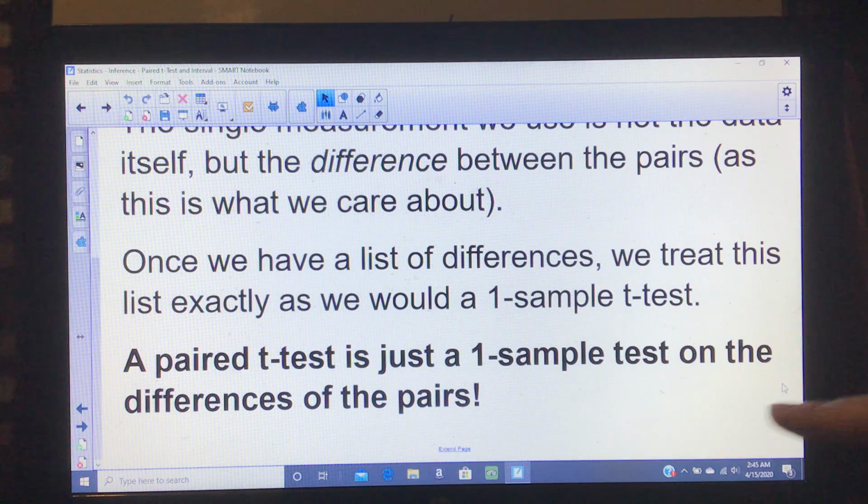So the bold here sort of sums up what we got. What is a paired t-test or a paired t-interval? It's just a one sample test or interval on that difference of pairs. So we're taking two sets of data, subtracting them into one set of data because they're linked, and then doing a one sample procedure on it. That's basically what this is going to be about.